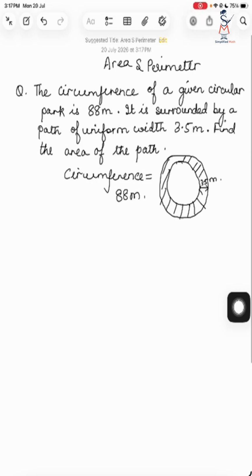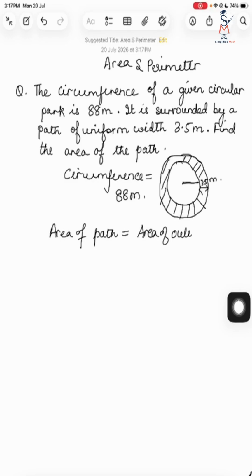Area of this path will be the outer circle minus the area of the inner circle. So first we will write here: area of path will be area of outer circle, draw the figure and show, and area of inner circle. Fine. Now what will be the radius of the inner circle?